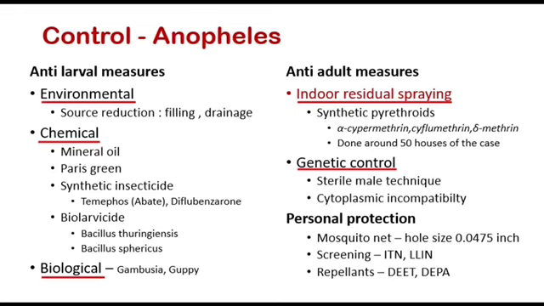Under personal protection comes the mosquito net, which should have a hole size of 0.0475 inch. And screening can be done. Insecticide treated nets and long lasting insecticidal nets can be used. Repellents like diethyl toluamide and diethyl phenylacetamide, and also protective clothing can be used.